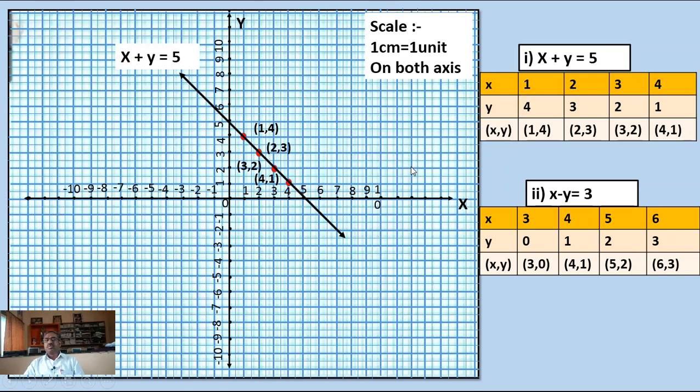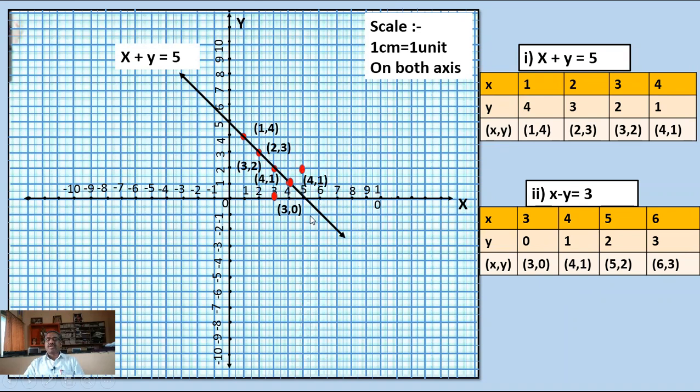Similarly, to plot all the coordinate points for the equation x minus y is equal to 3, then we get the graph of this equation. First point to plot is (3, 0). The point lies on the x-axis because the y coordinate is 0. This point is (3, 0). Here (4, 1). X coordinate is 4, y coordinate is 1, (4, 1).